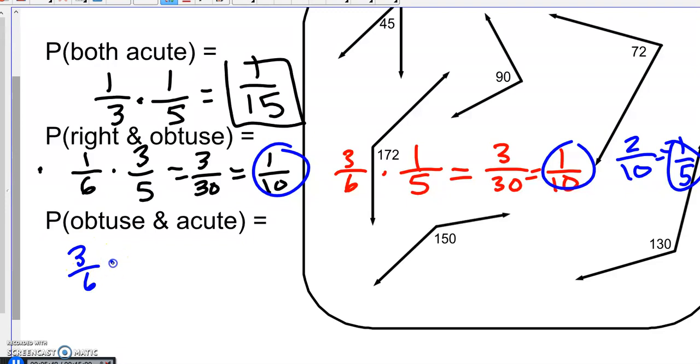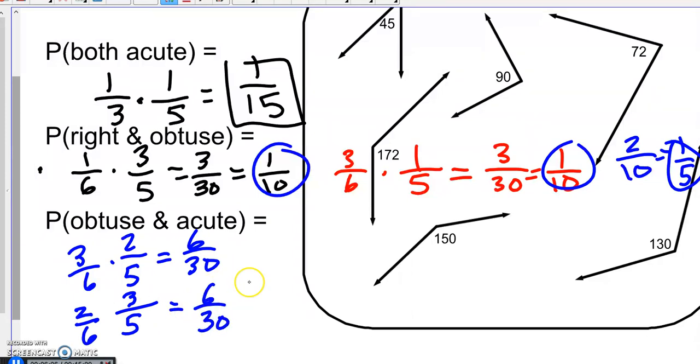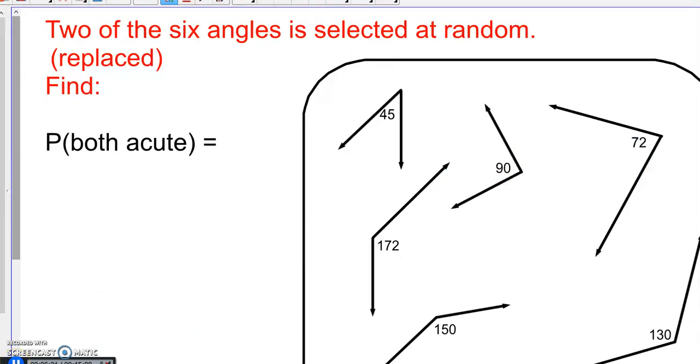So obtuse, then there's 5 left. 2 of them are acute, so that would be a 6 out of 30 chance. We picked an acute first, there's 2 of those. And then there'd be 5 angles left, 3 of which would be obtuse. So there'd be a 6 out of 30 chance we'd pick it in that order. So overall there'd be a 12 out of 30 chance, or a 6/15 probability, that we'd pick an obtuse and an acute angle.